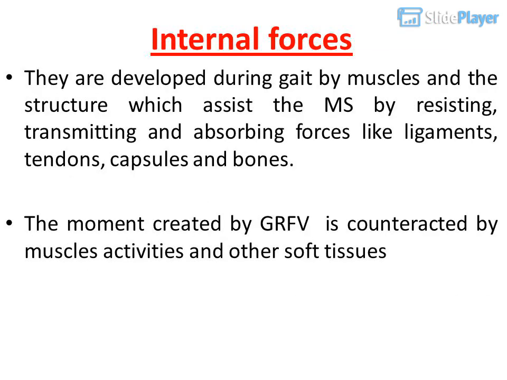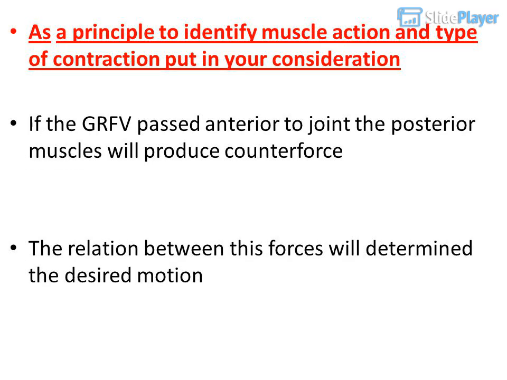Internal forces. They are developed during gait by muscles and the structures which assist the muscles by resisting, transmitting and absorbing forces, like ligaments, tendons, capsules and bones. The moment created by the GRFV is counteracted by muscle activities and other soft tissues. As a principle to identify muscle action and type of contraction, put in your consideration: if the GRFV passes anterior to a joint, the posterior muscles will produce a counterforce. The relation between these forces will determine the desired motion.